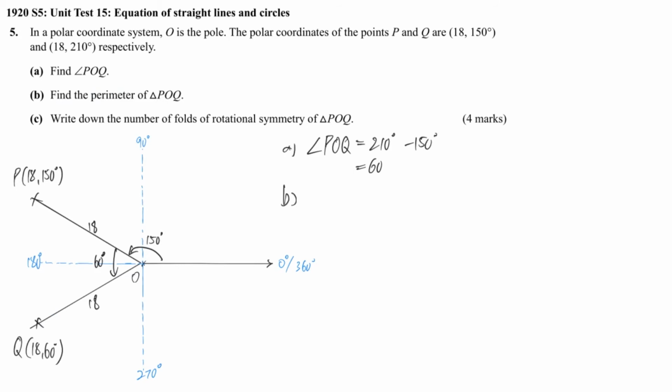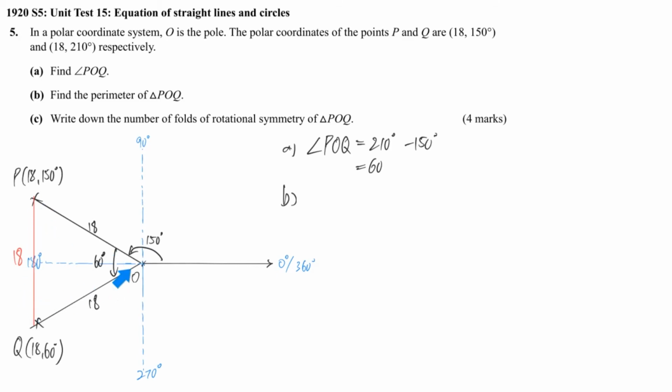In part B, we are going to find the perimeter of triangle POQ. That means a triangle formed by these 3 points, so we have to connect P and Q, and find out how long PQ is. There are 2 approaches. The first one is to realize that this is an equilateral triangle, which means the 3 sides are exactly the same length. So you can directly say that this one is 18. Because there are only 4 marks here, and only 2 marks here, you don't need to give a very accurate proof, but you just need to tell us that you know this is an equilateral triangle.